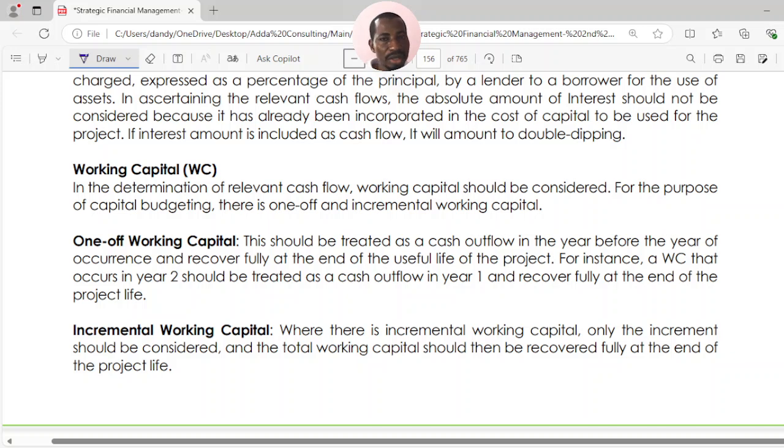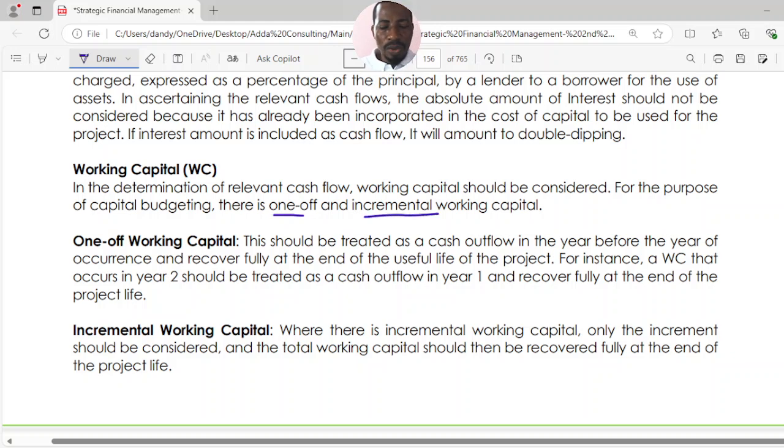At times, the examiner may not give you the working capital itself. So you may need to go to the statement of financial position of the company and bring out the information there. Working capital represents the difference between current asset and current liability. It is the amount required for the day-to-day running of a business. Therefore, in the determination of relevant cash flows, working capital should be considered. So, for the purpose of capital budgeting, there is one-off working capital and then incremental working capital. So, you may be given a one-off working capital or incremental working capital.